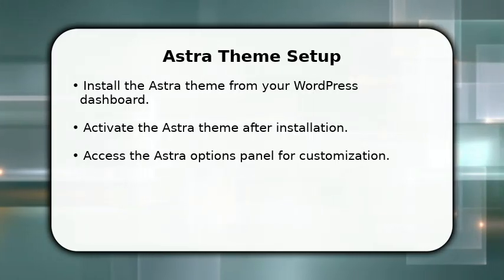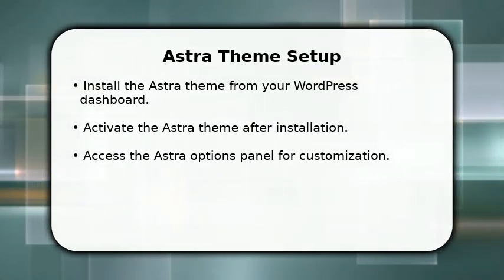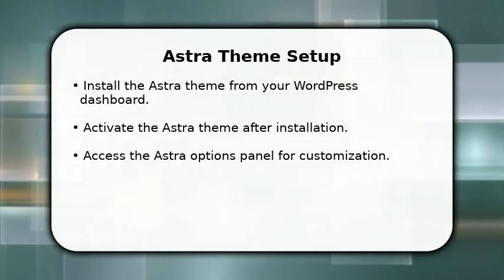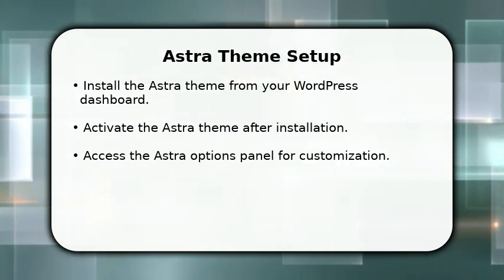In this video, I will explain how to set up the Astra WordPress theme. First, navigate to your WordPress dashboard and locate the Appearance menu. From there, select Themes and click Add New.